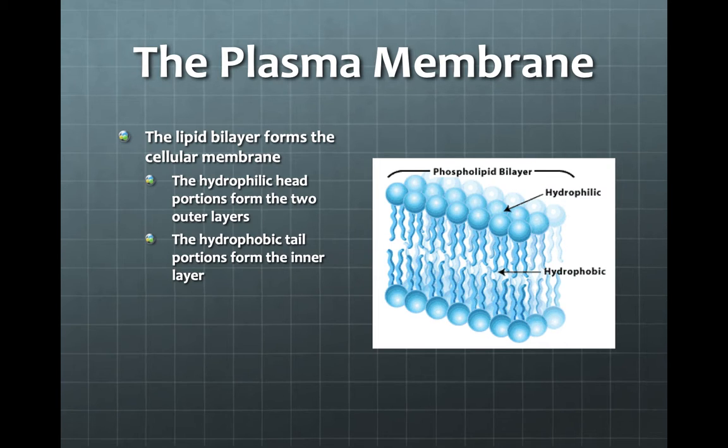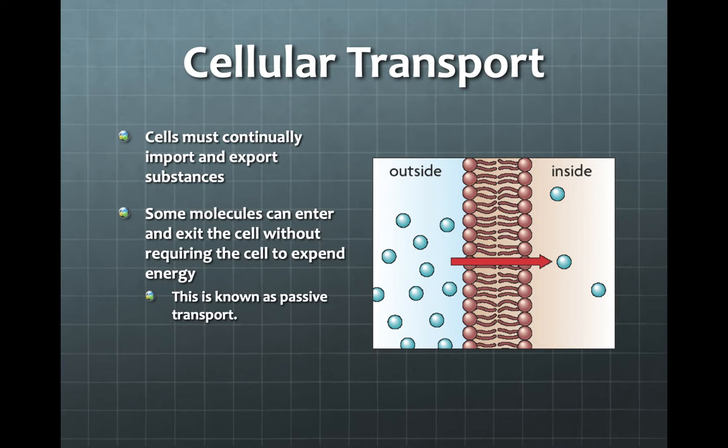So as we were talking about, we have the lipid bilayer, right? So we have the hydrophilic heads and the hydrophobic tails. And so cells must continually import and export substances. So some molecules can enter and exit without requiring energy, and this is known as passive transport.